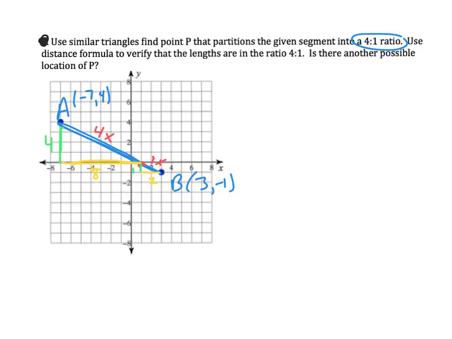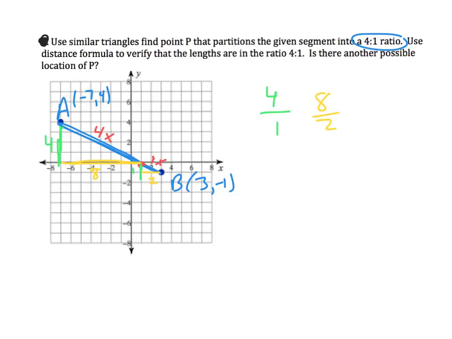Once I have that established, then I can look at the ratio of the corresponding sides. So if I'm going to look at ratios here, I've got 4 over 1 if I'm comparing the verticals, and then I've got 8 over 2 if I'm comparing the horizontal lengths to each other.